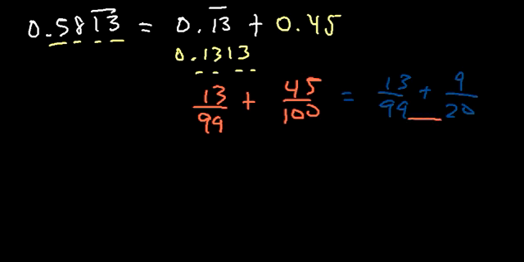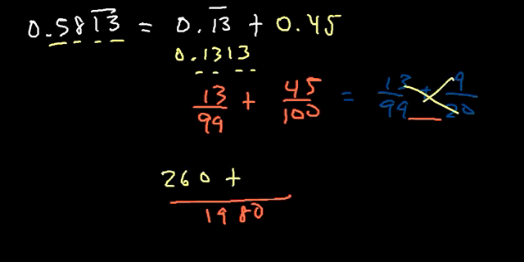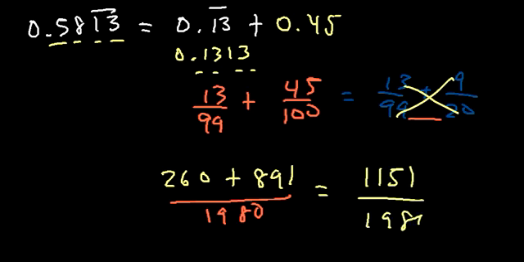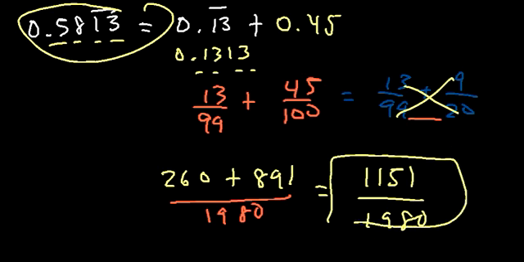And now we can combine these two. 20 times 99, that's like 1980. And 13 times 20, that's 260. And 9 times 99 is 891. And then if we add 891 to 260, that's 1151 over 1980. And that gives you this decimal if you type it in your calculator.